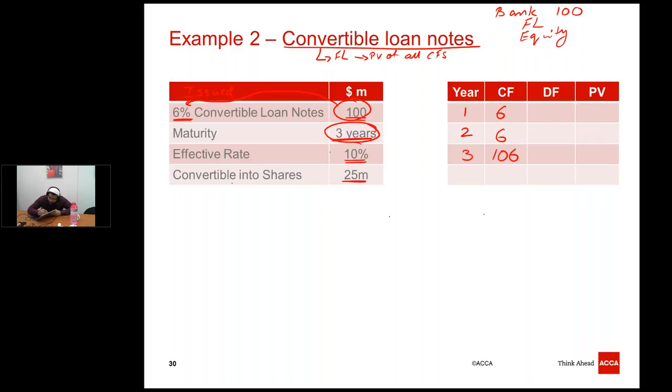And the discount factor for 10% is normally 0.909, 0.826, 0.751. Normally in an F7 paper, these discount factors will be given. So you should not need to know how to calculate these. These will be given in the question. So now we have to calculate the present value of all these.